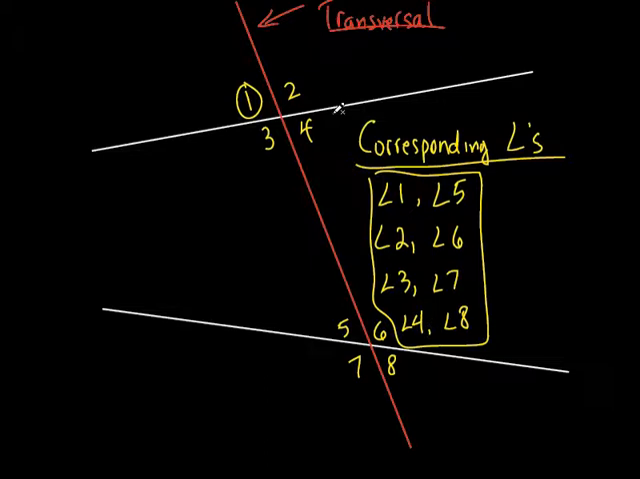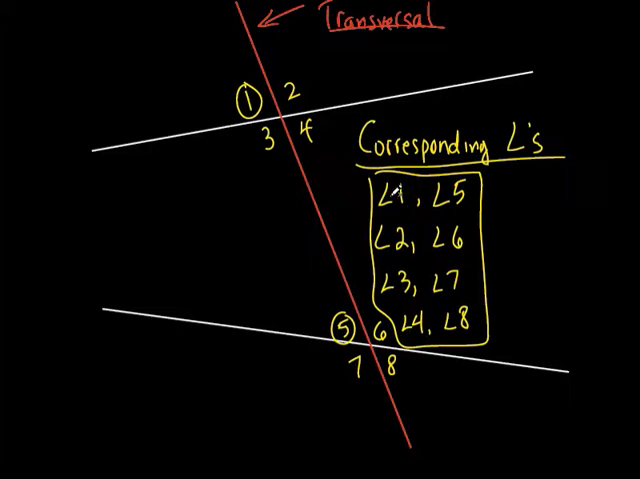Now I could have listed these differently. Don't just memorize that 1 always goes with 5, because I could have labeled these completely differently, right? But this top left one goes with this top left one. You see that? That's the way you really want to look at it. This top right one goes with this top right one down here. Bottom left with bottom left, bottom right with bottom right. That's how you should look at it.